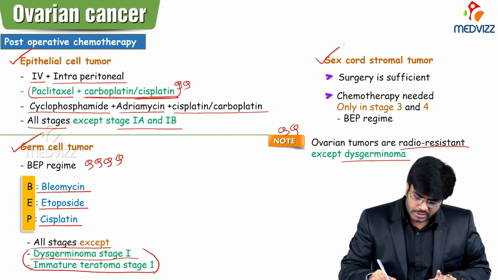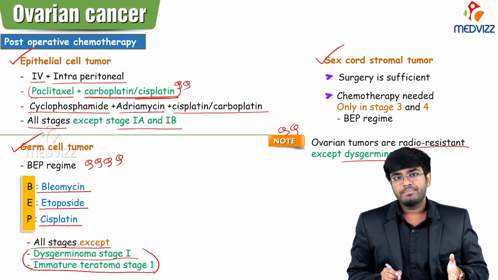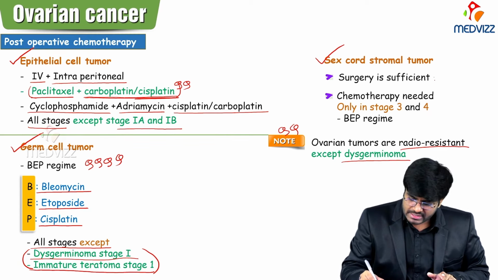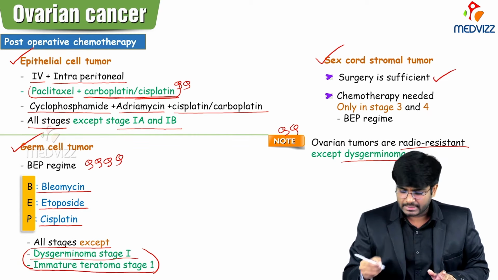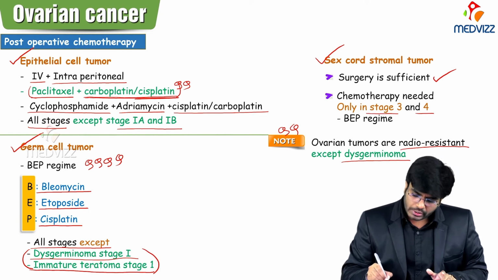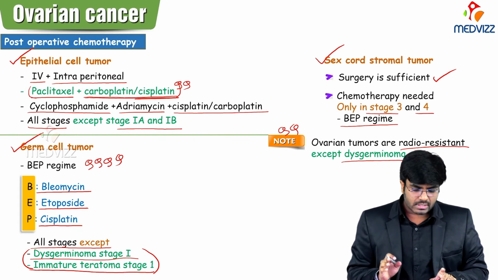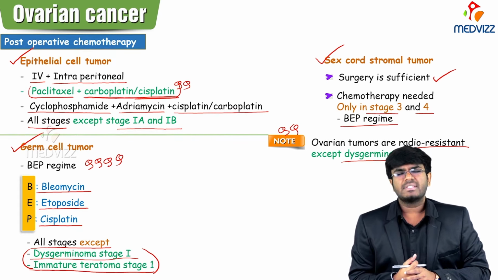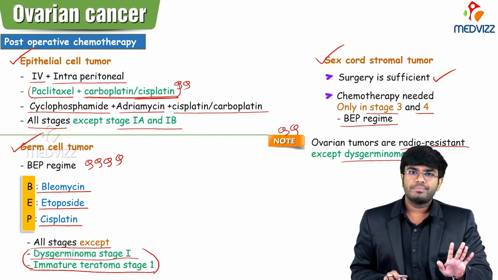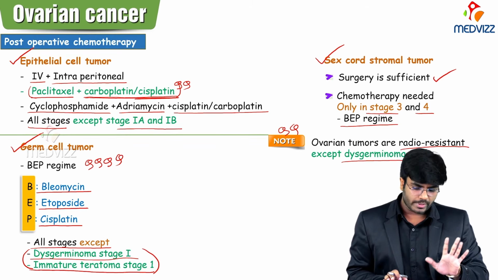Now for a sex cord stromal tumor, there is no need for post-operative chemotherapy. Usually surgery is enough, but in stage 3 and 4, you can give a BEP regimen. Important. So this is all about post-operative chemotherapy. Simple: if it is an epithelial cell tumor, paclitaxel and platins, that's it, IV or intraperitoneal.